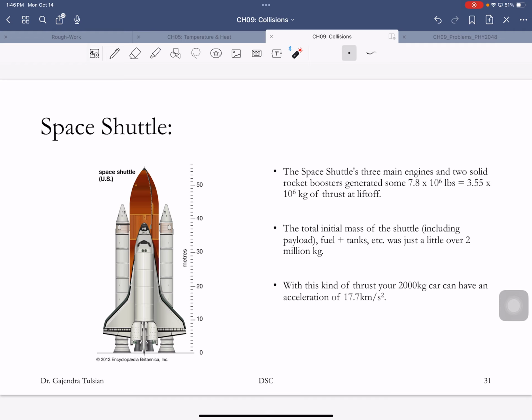All right. So the space shuttle's 3 main engines and 2 solid rocket boosters generated about 8 million pounds of thrust, roughly 3.6 times 10 to the 6 kgs. And you see the mass was 2 million kgs. So that thrust to weight ratio is 3.55 divided by 2, so about 1.8. And that's sort of standard for most rockets. So you can check out the numbers for Falcon 9 and all that.